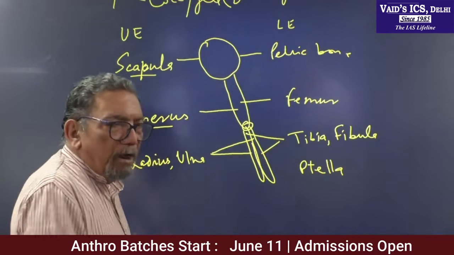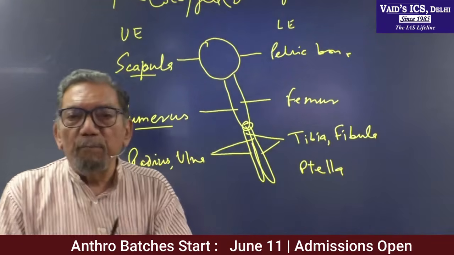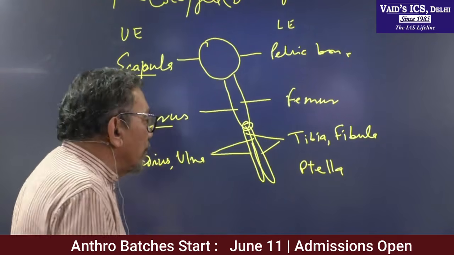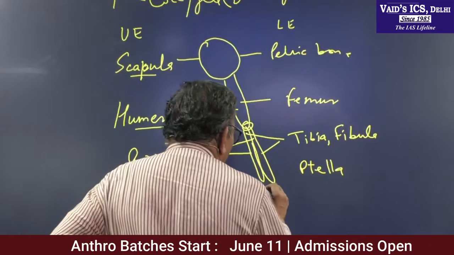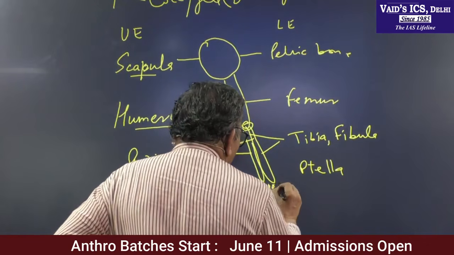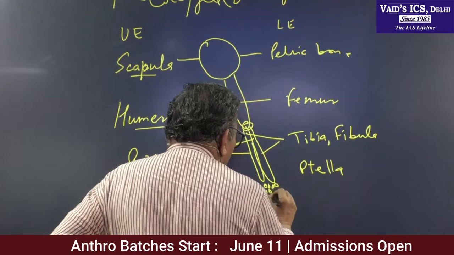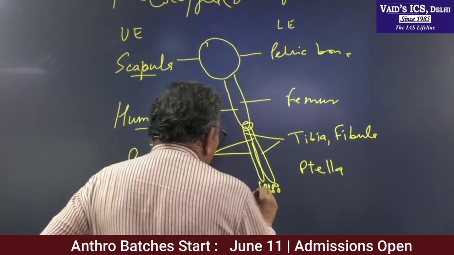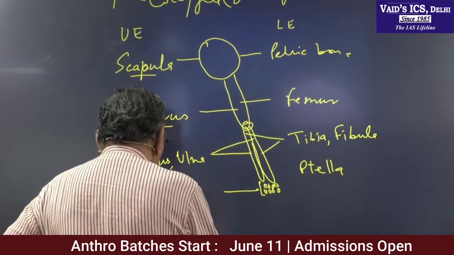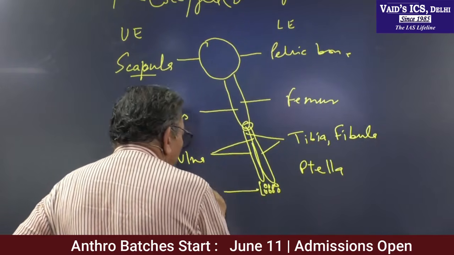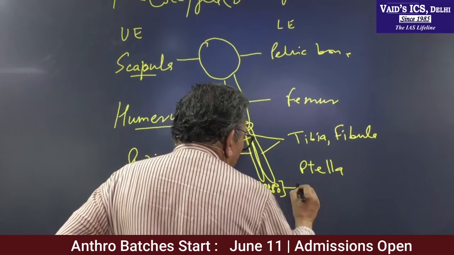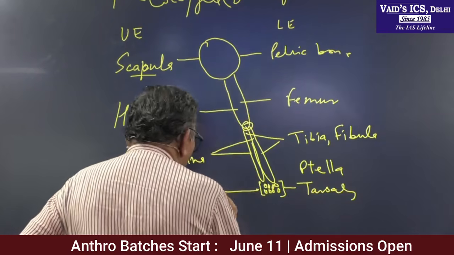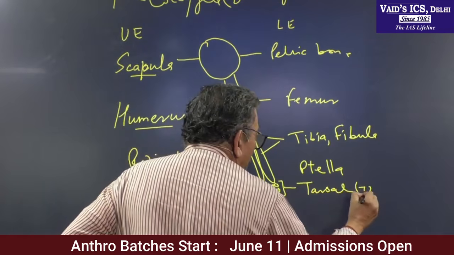Then in the wrist and in the ankle. In the wrist you have 8 bones in 2 rows. In the ankle you have 7 bones in 2 rows. One bone is additional here. So here you have 7 bones in the case of, you call them carpals and you call them tarsals. They are 8 here, they are 7.